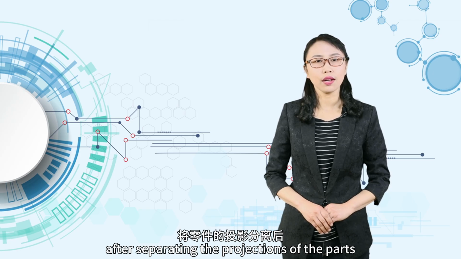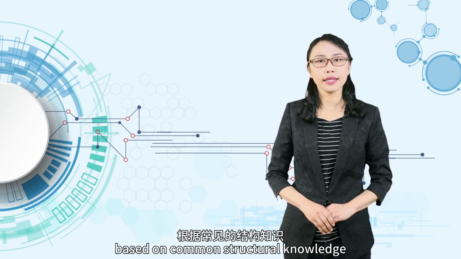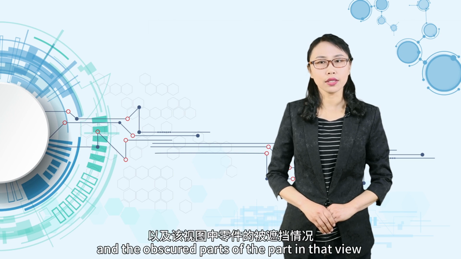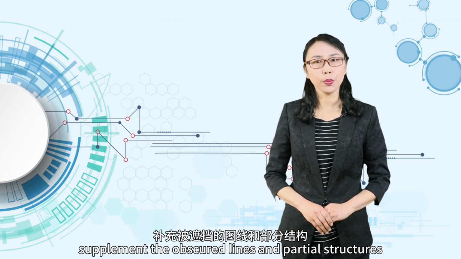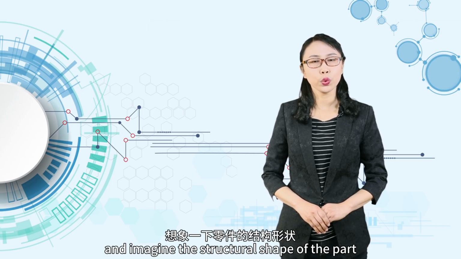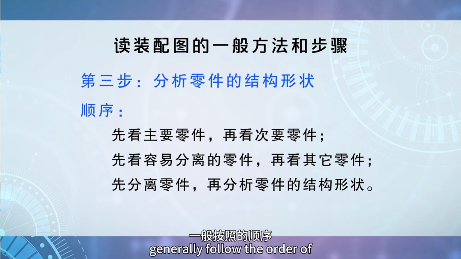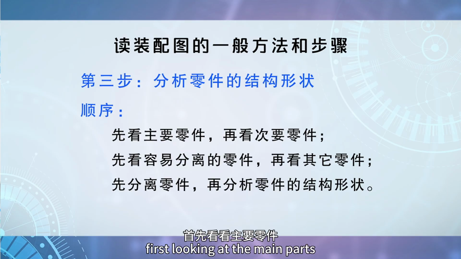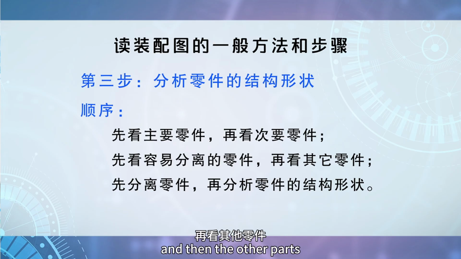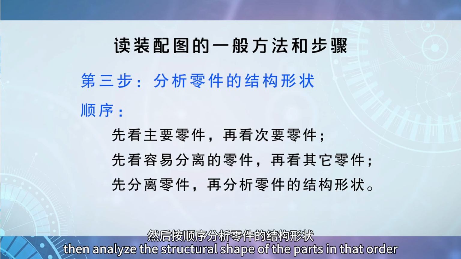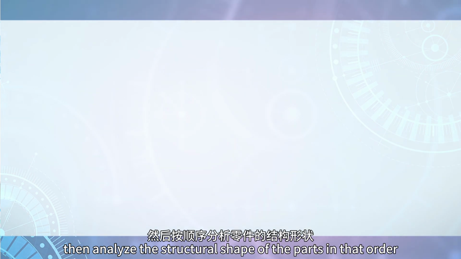After separating the projections of the parts, based on common structural knowledge and the obscured parts of the part in that view, supplement the obscured lines and partial structures, and imagine the structural shape of the part. Generally, follow the order of first looking at the main parts, then the secondary parts, looking at the easily separable parts, and then the other parts. First, separate the parts. Then analyze the structural shape of the parts in that order.